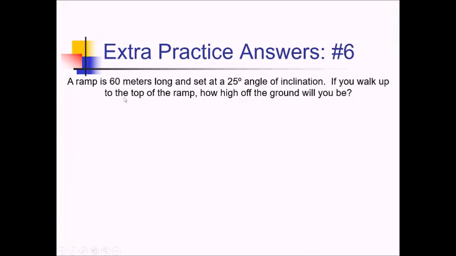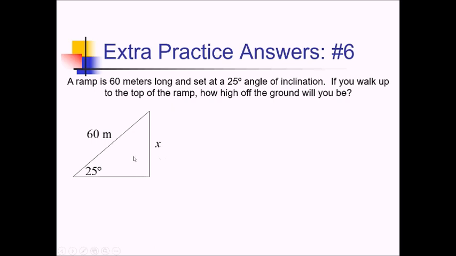For this one, we have a ramp that's 60 meters long and set at a 25-degree angle of inclination. If you walk up to the top, how high off the ground are you going to be? Well, angle of inclination, we have a right side up triangle. The ramp itself is 60 meters long. That's this hypotenuse of the triangle, because you're starting at the bottom and walking to the top on this incline, so 60 meters. 25-degree angle of inclination, so it's basically angle of elevation, so that's this angle between the horizontal and the hypotenuse right here. And how high off the ground will we be? Well, that's this vertical distance over here.